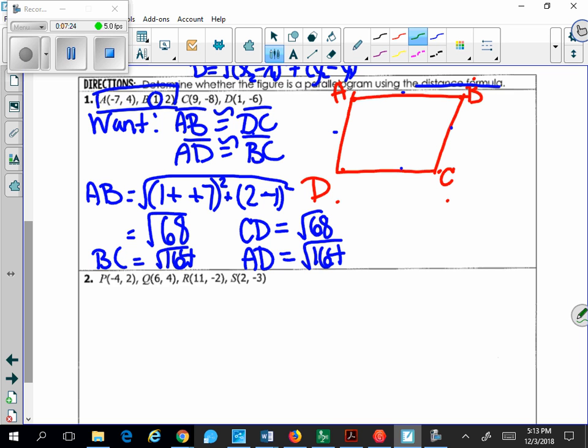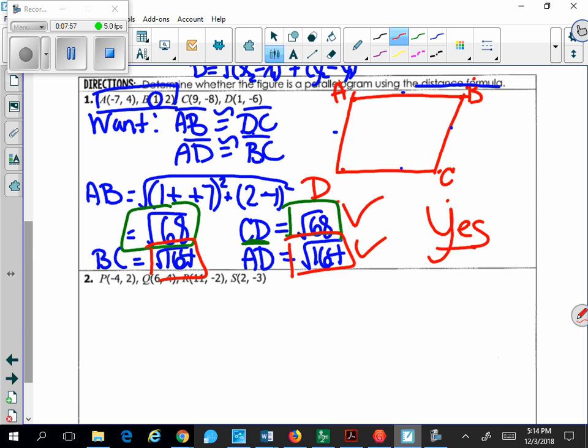I have AB as radical 68 and DC. Remember, I can go either way with this. I said CD here and DC up there, which is a little bit more confusing. I should have put CD. Those are the same thing. They're both radical 68, so I'm good there. And then I said I wanted BC equal to AD. Both of those are equal to radical 164. That gives me those two things that I wanted. So if it says determine whether the figure is a parallelogram using the distance formula, yes it is.